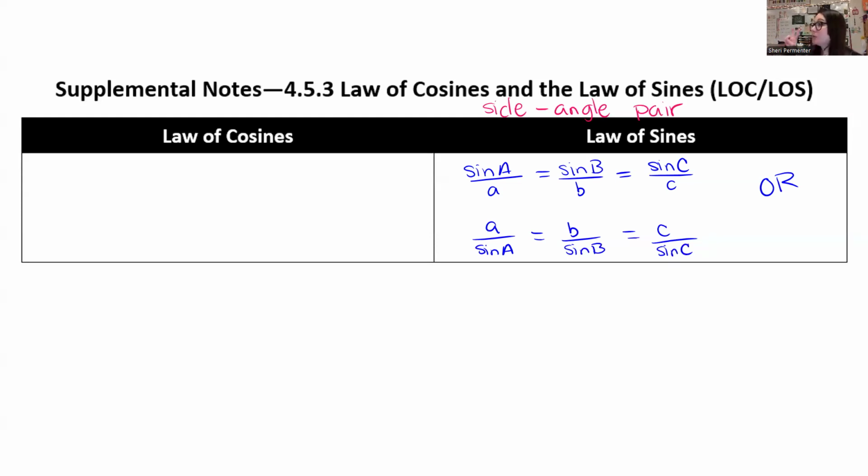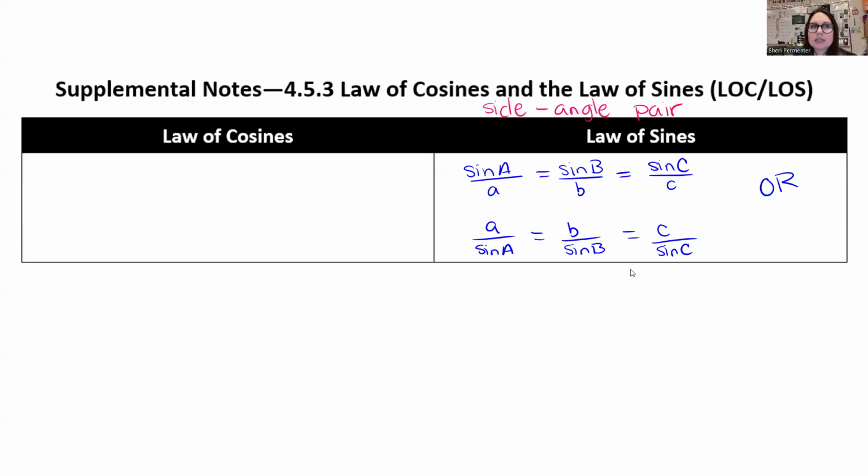Can you solve a problem with two equal signs? Have y'all ever done that before? No, because you can't do it. So my point is that even though it's got two equal signs, you're only using two of these ratios at a time, creating a proportion.